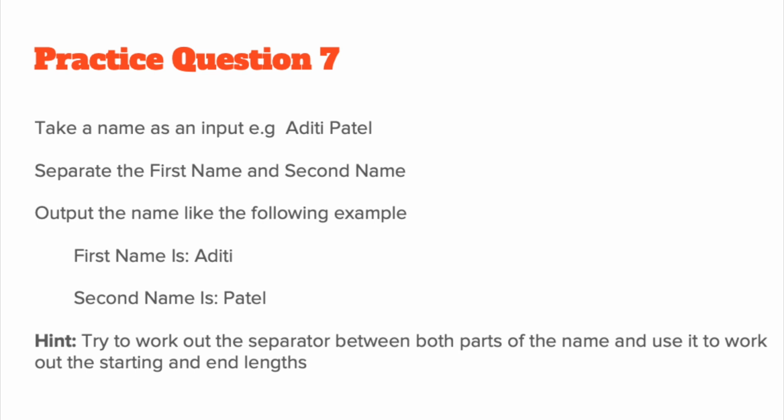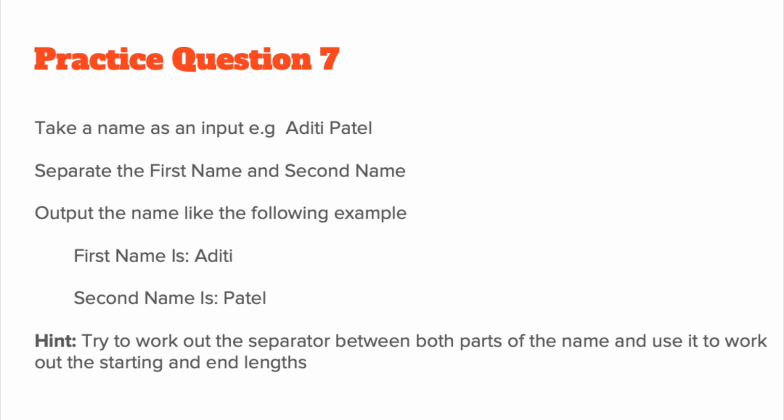Okay, let's have a go at practice question 7. Take a name as an input. So a name could be entered by a user, in this case Aditi Patel. Separate the first name and the second name. Output the name like the following. First name is Aditi, second name is Patel. Now try to work out the separator between both parts of the name and use that to work out the starting and end lengths of your string.